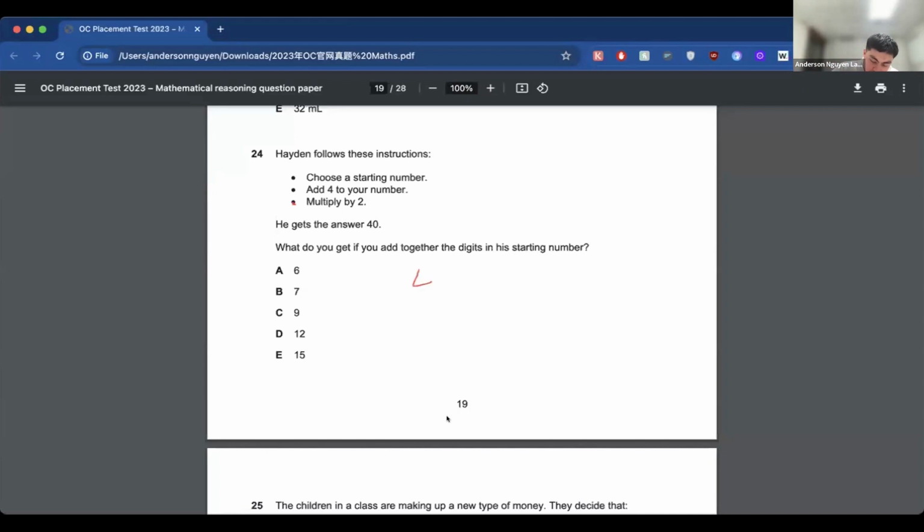So working backwards, we start with 40, and what was our last step is now our first step, except we do the opposite. So instead of multiplying by 2, we divide by 2, which gets us 20. Instead of adding 4, we minus 4, which gets us 16. Then they ask, what do you get if you add together the digits? So 1 and 6, you add them, you get 7, which is B. So that is working backwards: what was your last step becomes your new first step, and the operations in each of the steps are now opposite. Okay, so on to question 25.